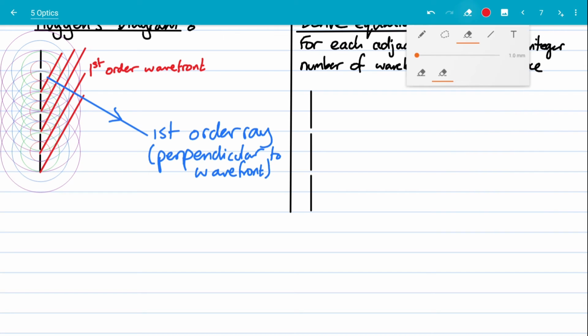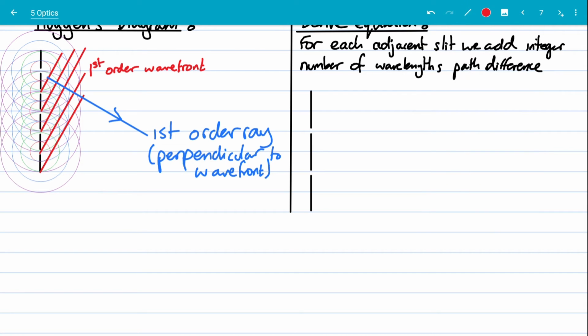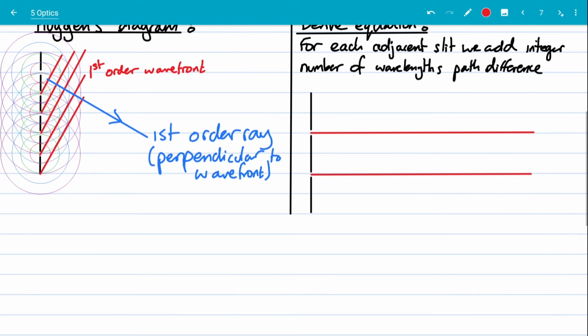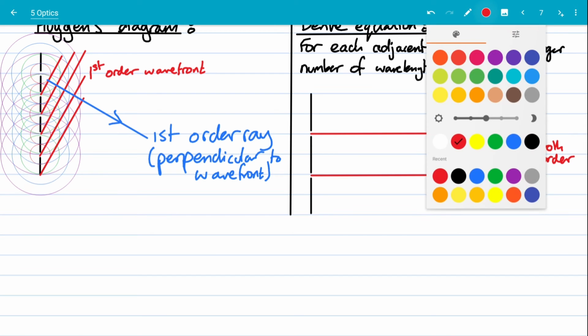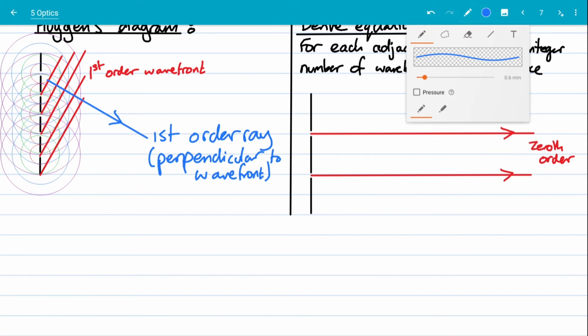And I've got my 0th order where the rays are going to be parallel. The rays have to be parallel so that our wavefronts are all going to add up nicely. So that's our 0th order. We're not very interested in the 0th order. These are rays, so we should draw arrows on them. This is 0th order. What we're interested in is, let's say, the 1st order.